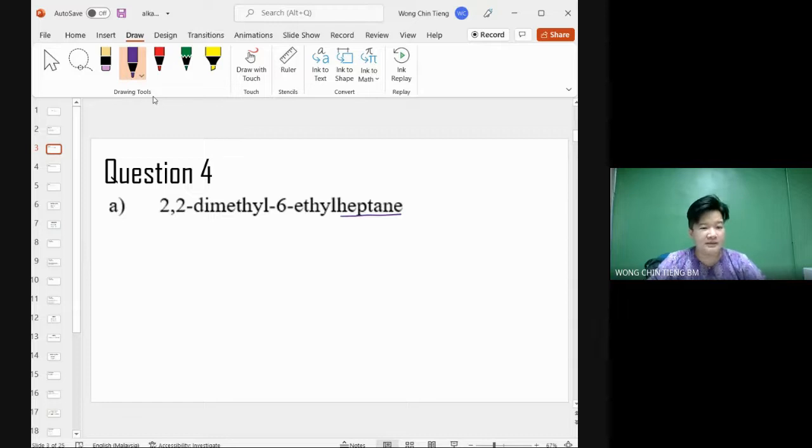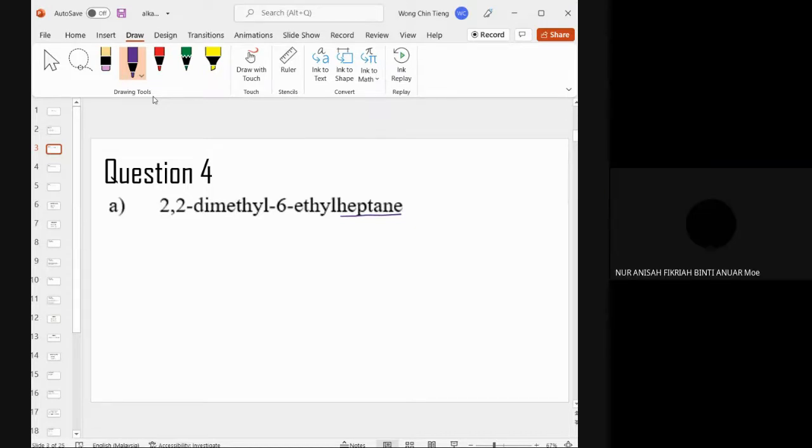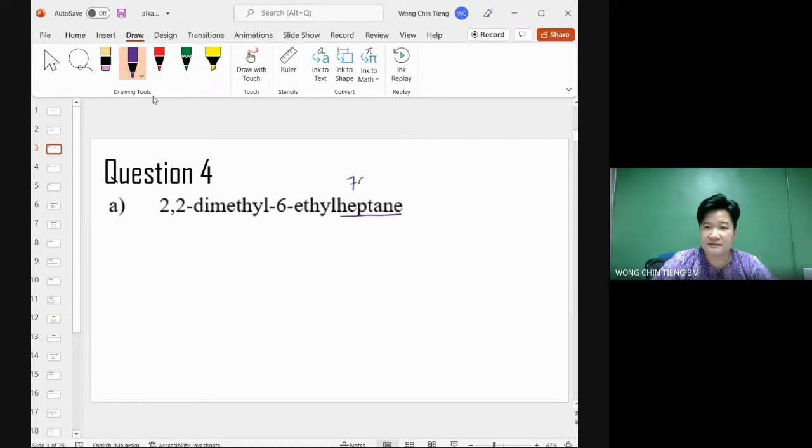Heptane. How many carbon is heptane? Ifan? Anissa? Tujuh. Alright, heptane is a 7 carbon. Thank you. So what do we start off with?